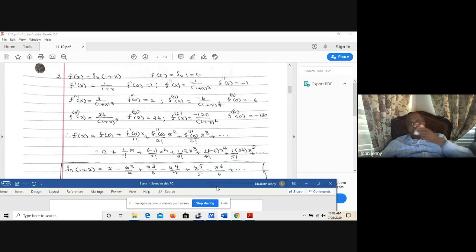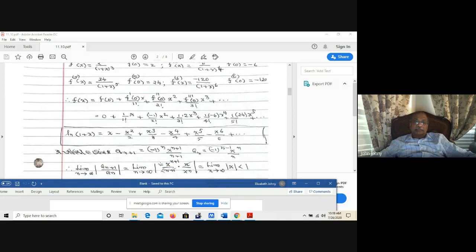So keep that formula in mind. Natural log of 1 plus x is equal to x minus x square over 2, no factorial, plus x cubed over 3 minus x to the 4 over 4 plus x to the 5 over 5 minus x to the 6 over 6, etc. And interval of convergence. So a n is negative 1 to the power of n minus 1 times x to the n, and n varies from 0 to infinity.